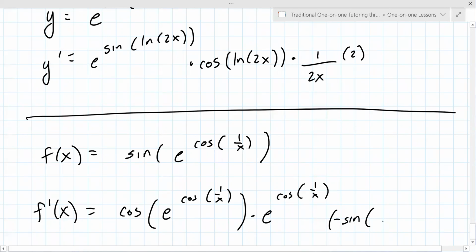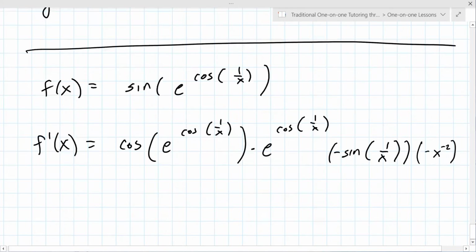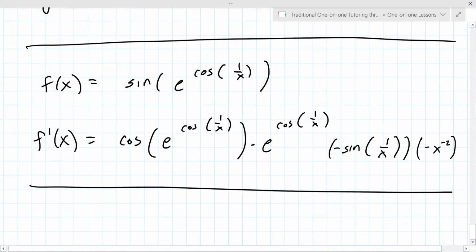What goes inside the parentheses? Negative x. Nope, you've got to keep it. Keep it. Then negative sine, then open the parentheses: negative x over negative 2. Right. Okay, good.